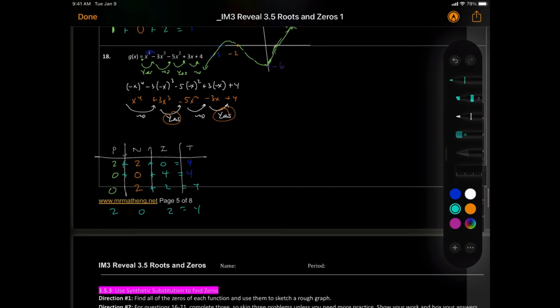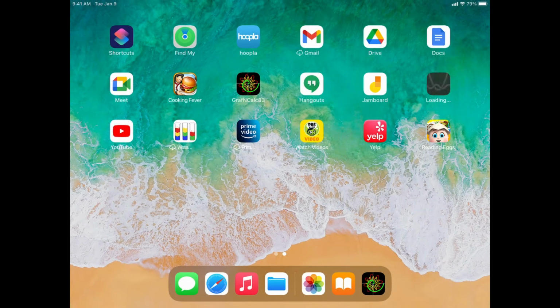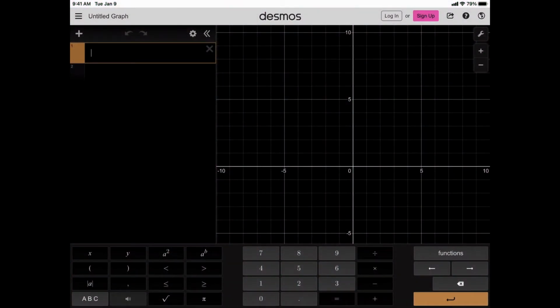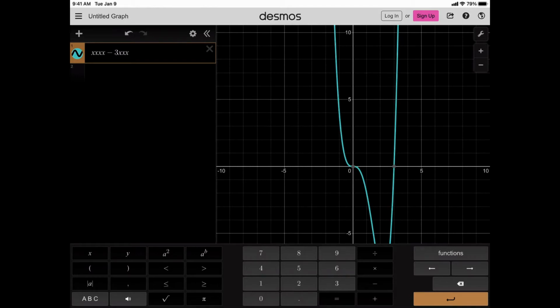Okay, let's go ahead and put this one into our graphing calculator. Oh, we're going to use Desmos. So try Desmos. Okay, I'm going to do the same thing. X to the 4th. There's a quartic function. Okay, here you don't have to worry about negative signs. Minus 3x to the 3rd. I think it's just faster instead of actually putting the exponent. That's why I do that.